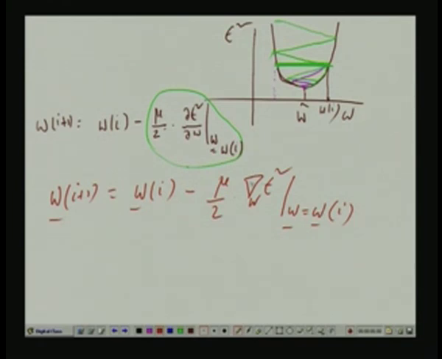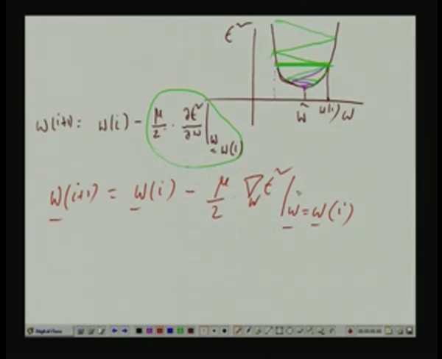So, actually what I am doing here is nothing very different. Instead of treating each weight separately, I am putting all the weights in a vector form, and this del W epsilon square is what? It has got all the gradients put in a vector form, that is del epsilon square by del W 0, del epsilon square by del W 1, and so on. So, from each W I am subtracting the corresponding gradient by multiplying by the proportionality constant mu by 2. And this method is called steepest descent.